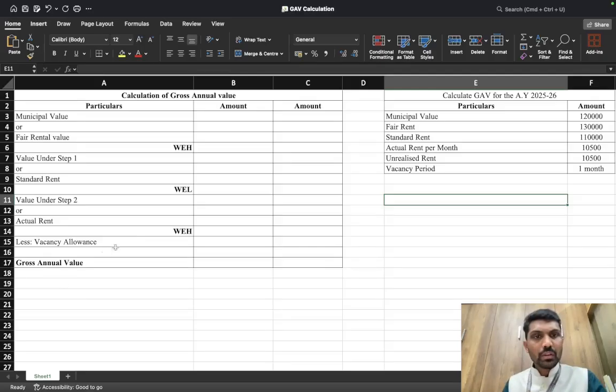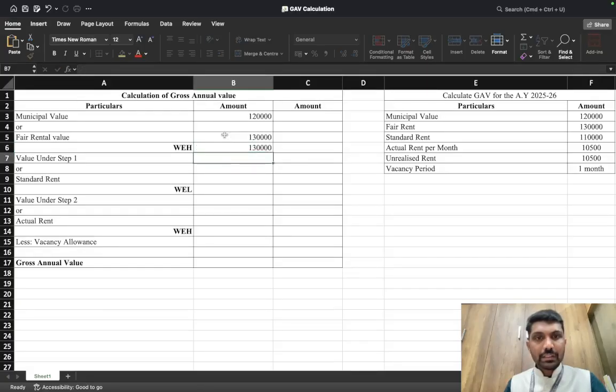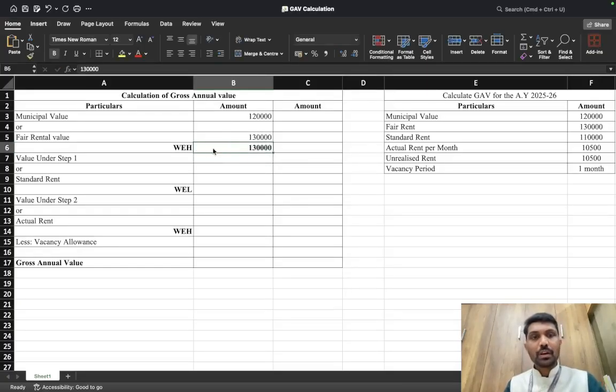If we look at this question, we can see that the municipal value of the house property is 1,20,000, and we have to compare it with the fair rental value. Fair rental value is given as 1,30,000. So we have to compare both values, and it is mentioned that whichever is higher should be considered. So here we are considering 1,30,000. So this will be the answer for the first step while calculating gross annual value. After comparing these two values, we get 1,30,000, and that 1,30,000 we have to consider for the second step.